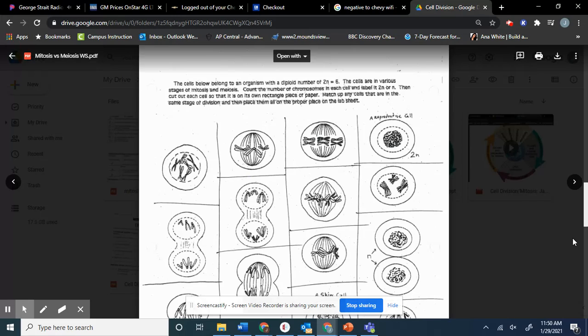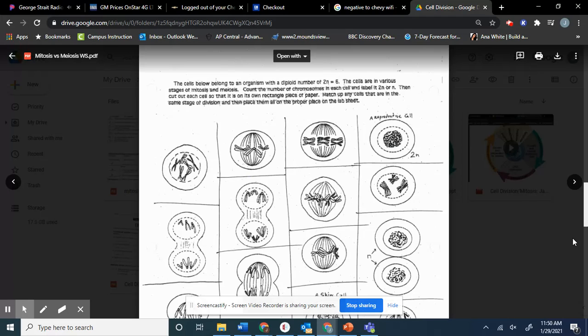Now, a couple things about this. As we go through, 2n versus n, okay? If we're looking for diploid versus haploid, what number of chromosomes did it tell you was in the diploid state? How many chromosomes do we find in a diploid cell? What does it tell you up here, right on the screen? It tells you 6, right? 2n equals 6. 2n is diploid. Which means haploid has what number? 3. That's 3.